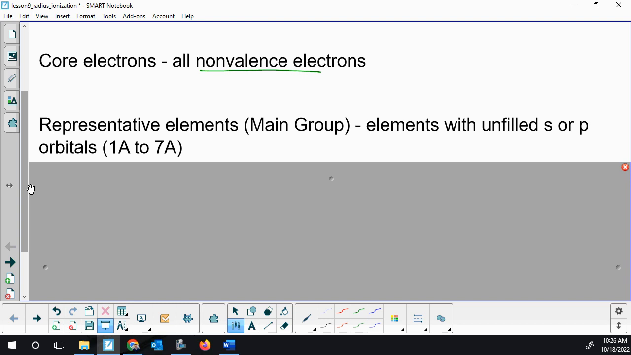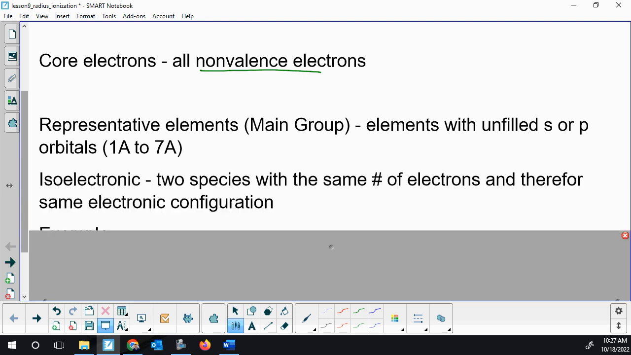So this makes a fairly easy test or quiz question. You know, which of the following is or is not a representative element? So calcium, atomic number 20, would be. Iron would not. It's in the d block. Selenium would be a representative element. Xenon, atomic number 54, would not.